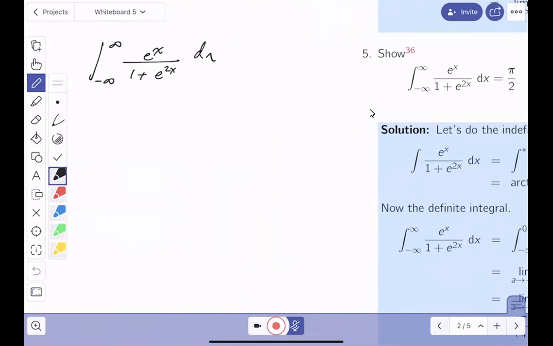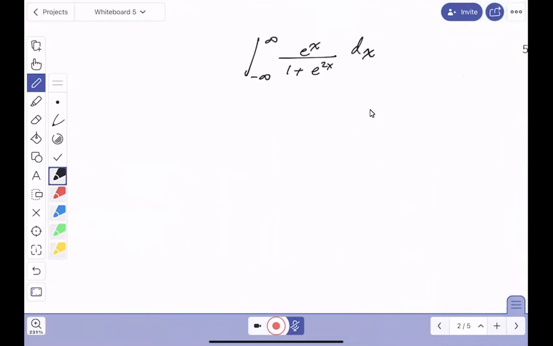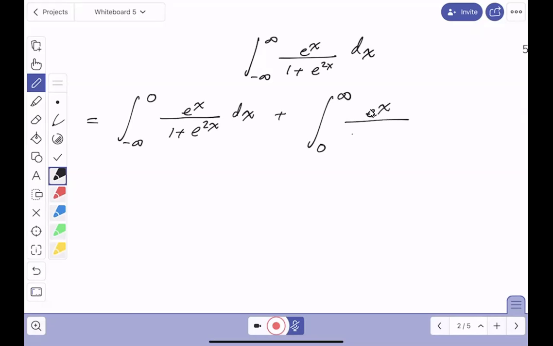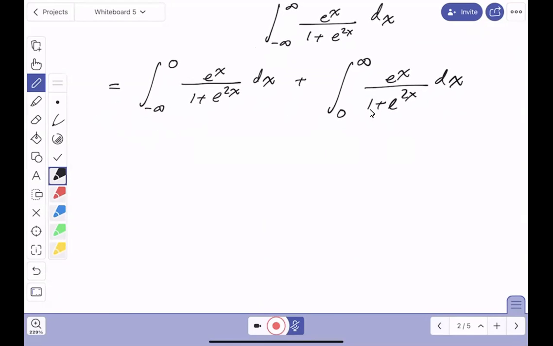Well, my first goal is just to write it down in the proper form. So I'm going to say, minus infinity to some number between minus infinity and infinity. I'm going to pick 0. And that would be e to the x over 1 plus e to the 2x dx plus, well, I'm going to start at 0 again, go off to infinity now. And what do you get? e to the x over 1 plus e to the 2x dx. Let's keep moving. And I'm going to write this as a limit problem now.